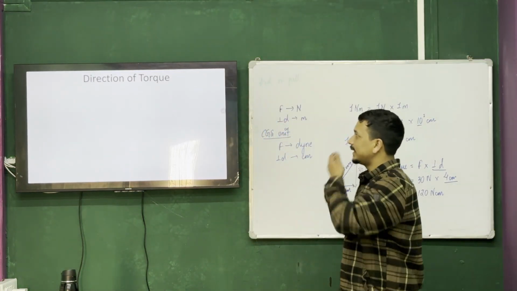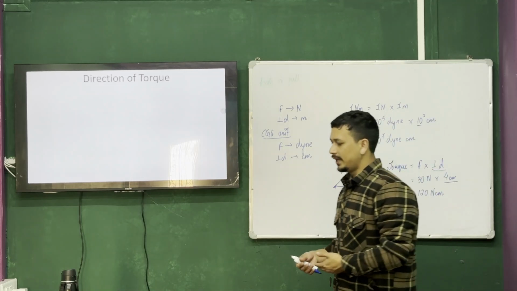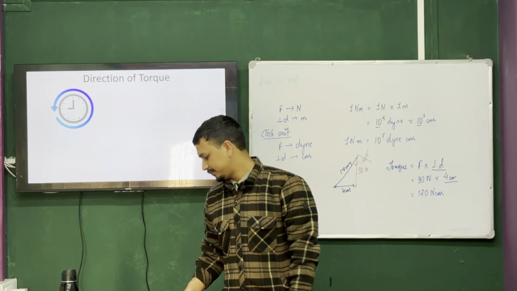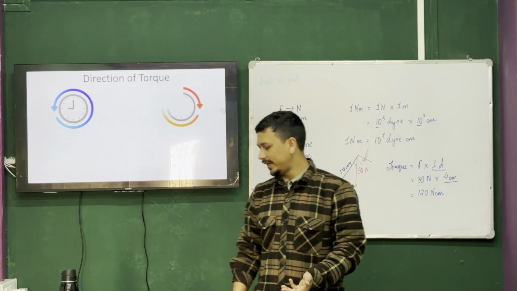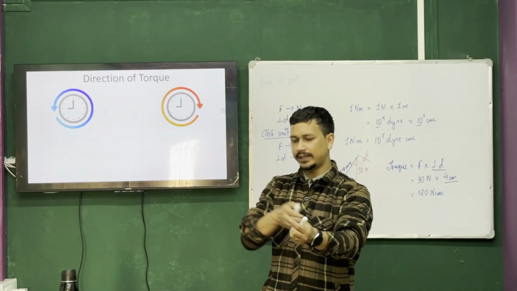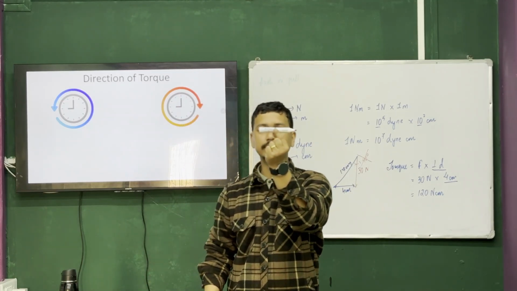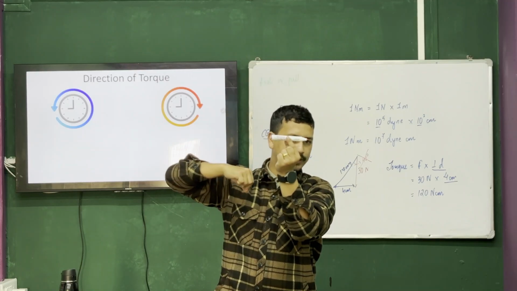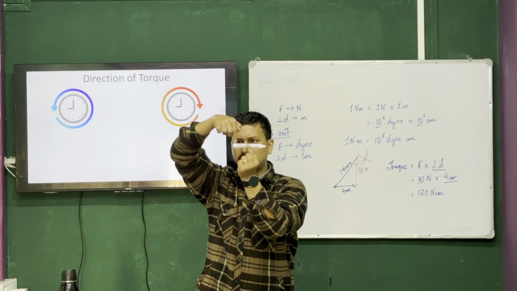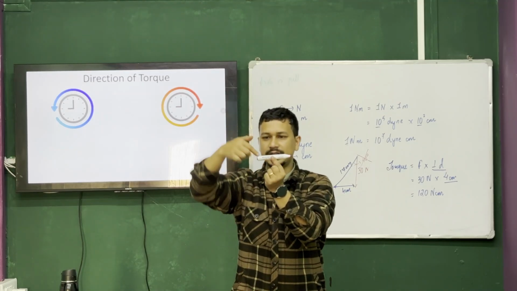Let's see the next one, that is direction of torque. Now, this torque has two directions. The first one is anti-clockwise or counterclockwise and the other one is clockwise. A very simple example: let's say I have this marker and it is pivoted at this point. Now tell me, from your perspective, if I push it here, will it rotate clockwise or counterclockwise from your perspective?